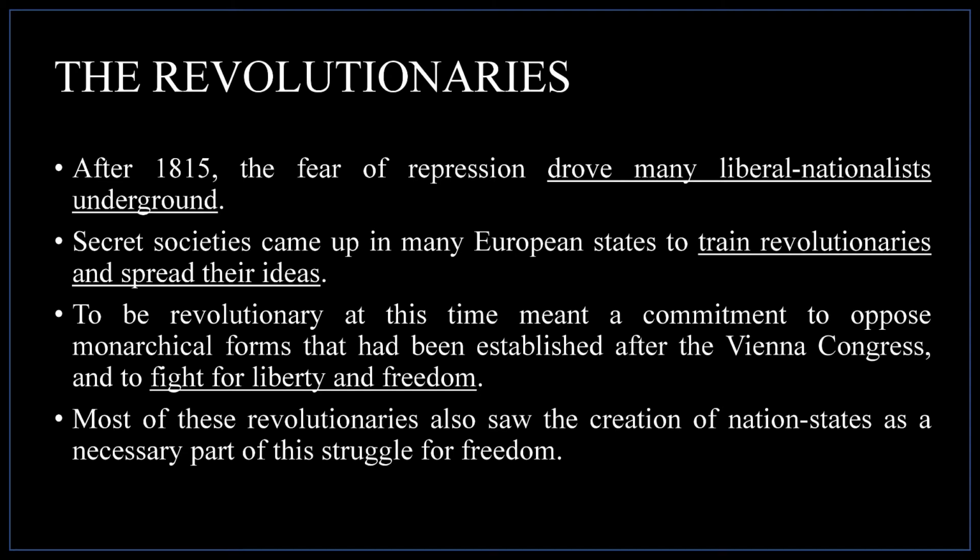During the years following 1850, the fear of repression drove many liberal nationalists underground. Secret societies came up in many European states to train revolutionaries and spread their ideas. To be a revolutionary at this time meant a commitment to oppose monarchical forms of government that had been established after the Vienna Congress and to fight for liberty and freedom.